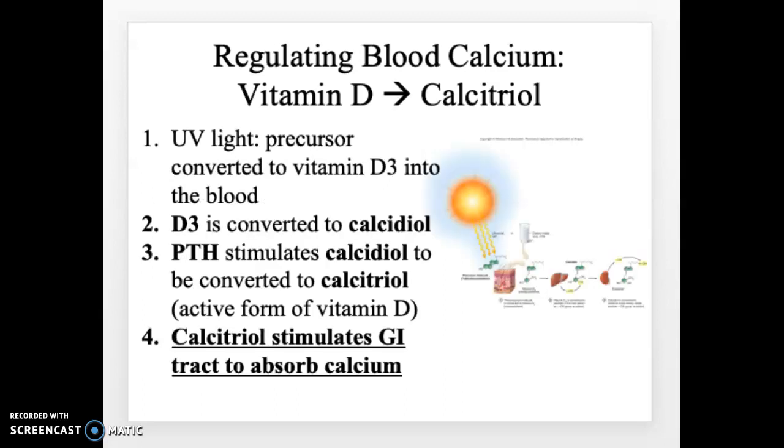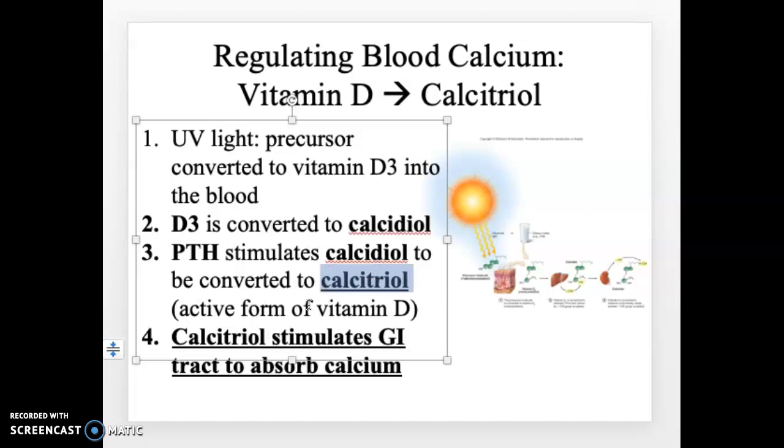So one way that calcitriol regulates blood calcium is through the skin, which we briefly talked about last unit. UV light, in terms of sun rays, comes in, hits the skin, converts vitamin D3 into calcidiol. Parathyroid hormone gets secreted by the parathyroid gland, and it tells calcidiol to transfer into calcitriol. Calcitriol is the one that we really care about.